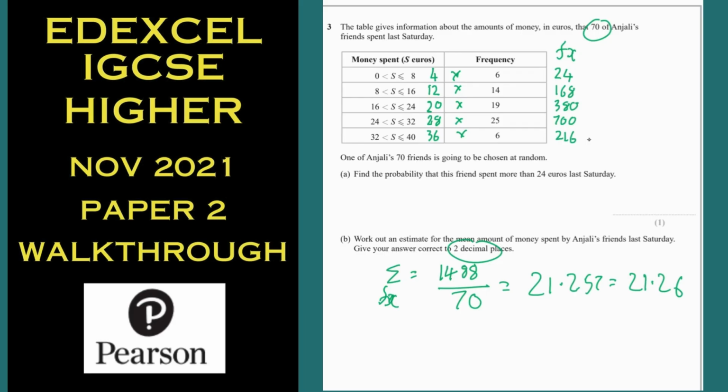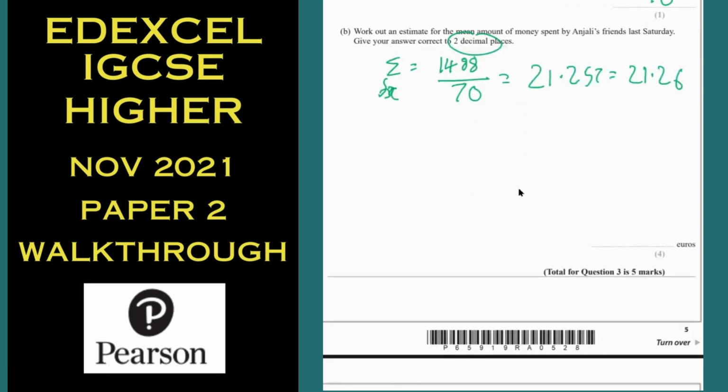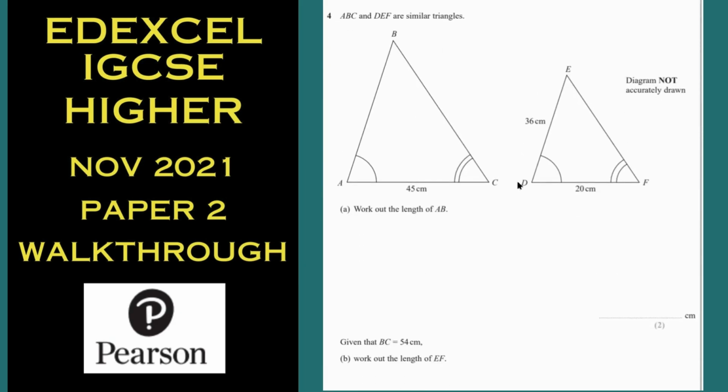Finding the probability, we're choosing from all of the amounts, so it's out of 70, and it's those who spent more than 24 euros. It's the bottom 2 groups who were 24 or more. So 31 out of 70. Don't even think about writing that as a decimal.